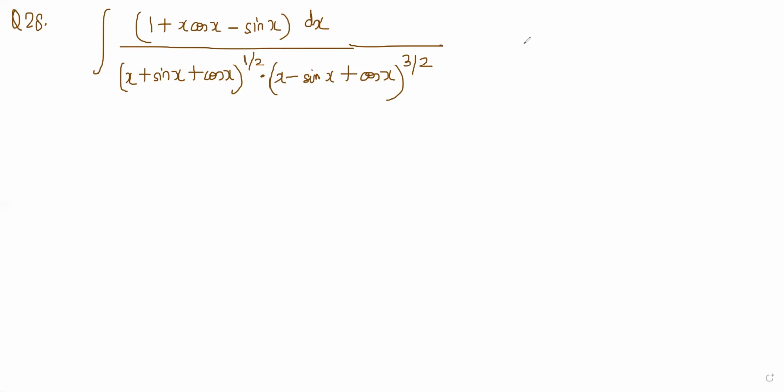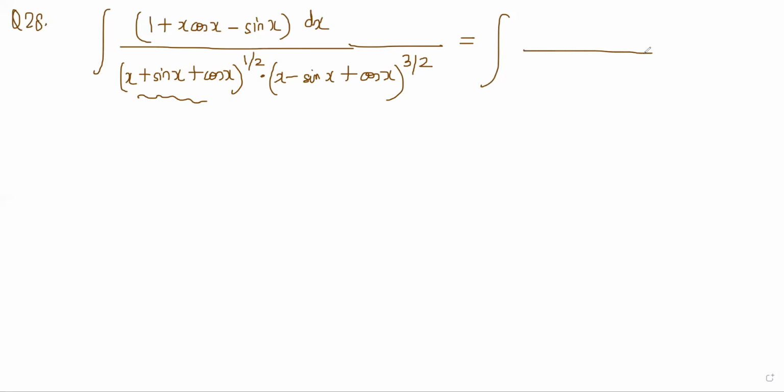So let's think about what we can do here. If we take this as t, I will get 1 + cos x - sin x, but there is 1 + x cos x - sin x on top. If I take this as t, I will get 1 - cos x - sin x. Again, it's not matching the top part. Okay, so let's think about what else we can try here.